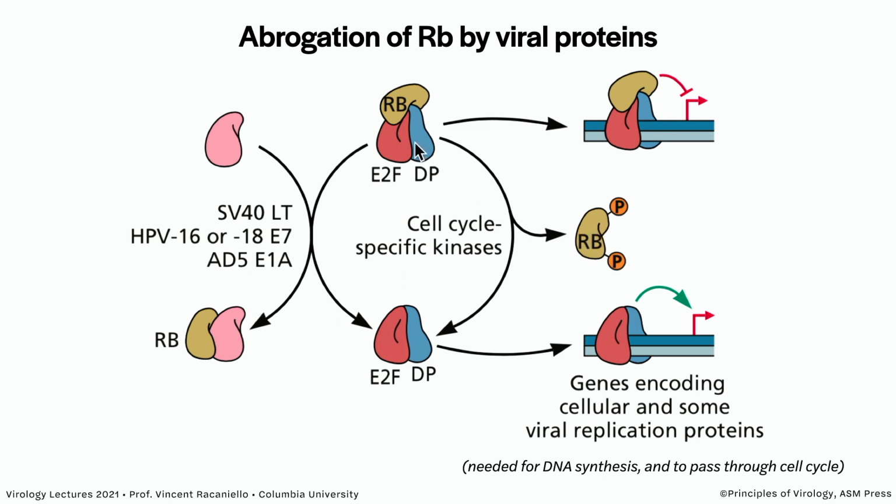Someone's asking, what does DP do? It's simply another part of this transcription protein, which is binding to the promoter. The exact function I'm not sure of, but it's always present in the E2F complex. But RB binds E2F, not DP. It's removing RB from this equation that's important, because E2F-DP is the active complex.